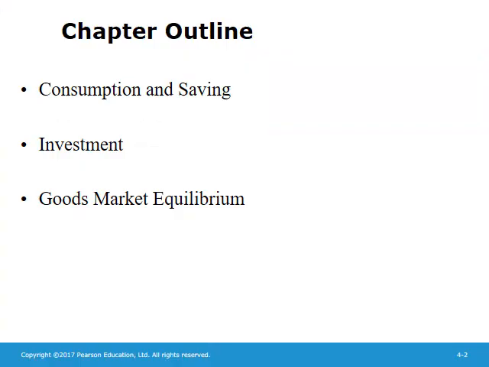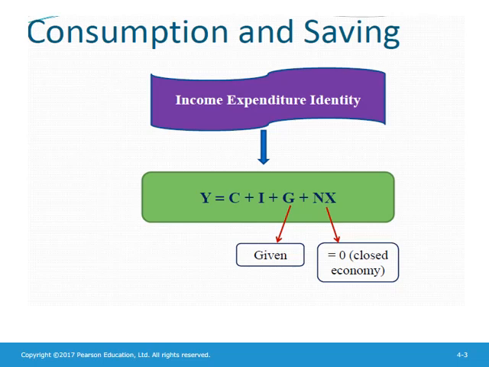The chapter is divided into three main parts: consumption and saving, that we discussed last time, and the factors affecting or determining them, but we will discuss them again. And then we will move to investment, and finally closing the chapter by understanding how to reach the market equilibrium for goods and services.